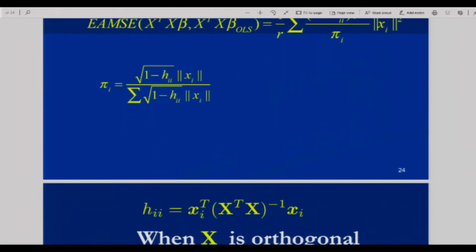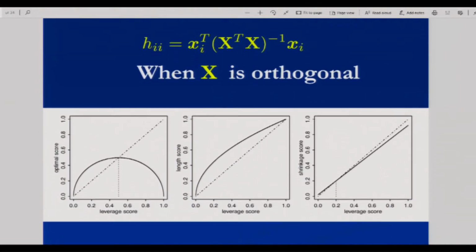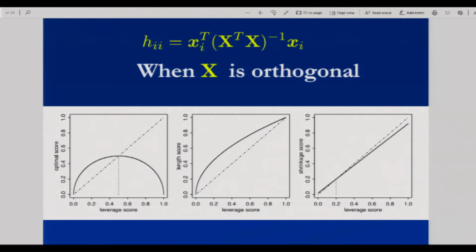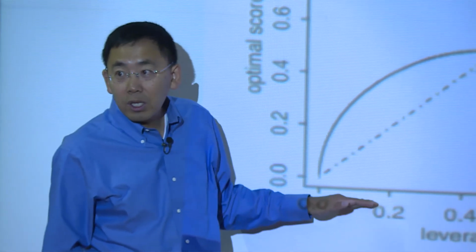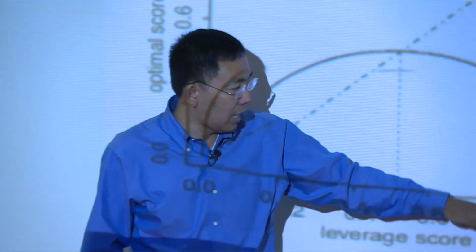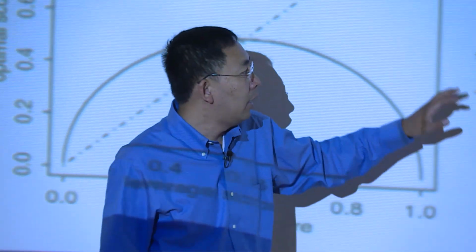Okay, so I plotted a simple plot to try to give you some idea. Suppose this H_ii can be written here when the X matrix is orthogonal, meaning the columns are orthogonal to each other. Then this is our root leverage score, and it looks like this. For smaller leverage scores, it's being pulled up, and for high leverage scores, it's being pulled down.